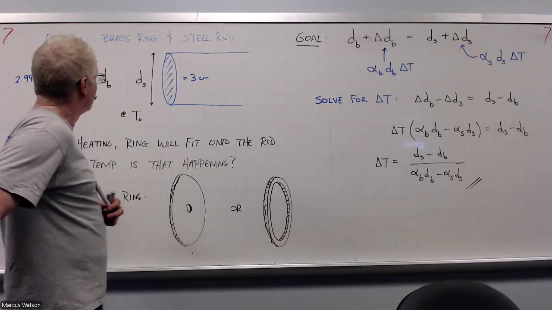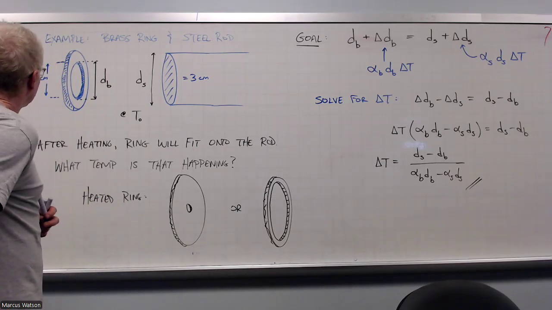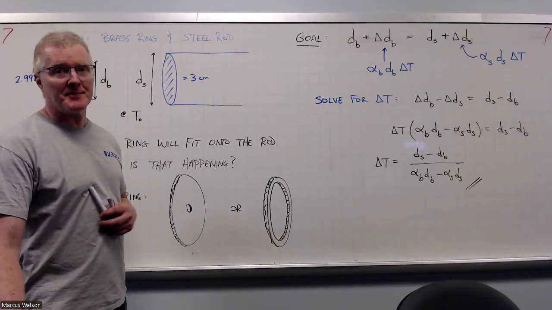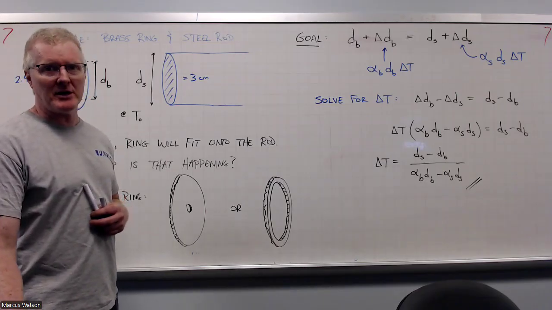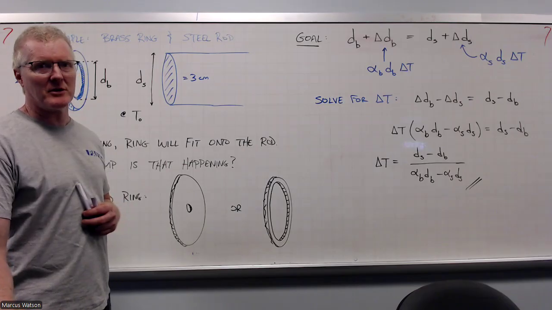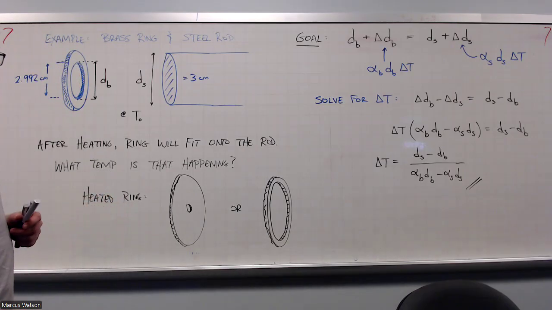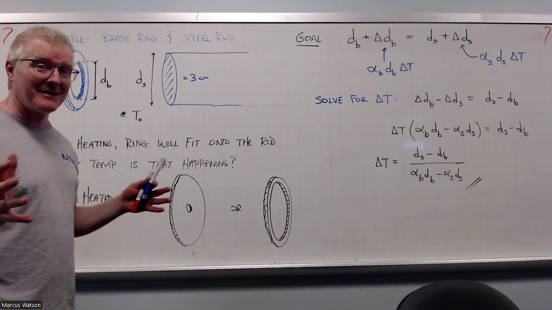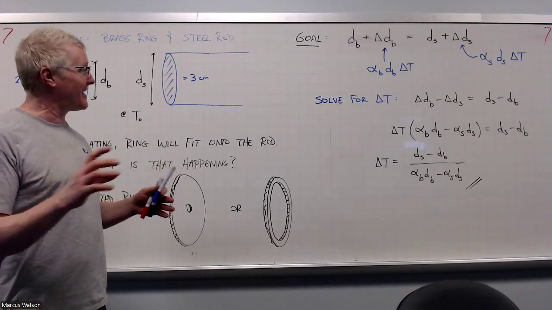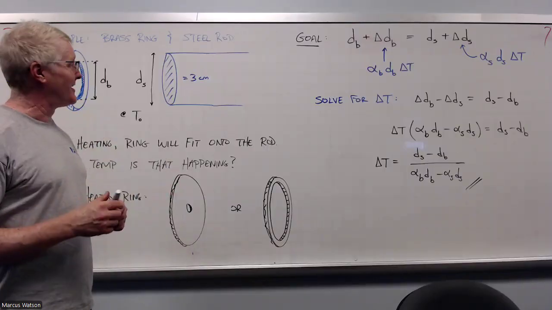8/1000ths of a centimeter, that's 10 to the minus 5th of a meter. So that's in the micron range, right? That's 80 microns, 80 times 10 to the minus 6 meters. So that's not a big amount. That's not a very large amount to be doing this.